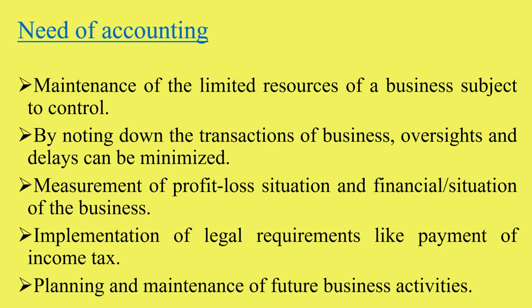The third one is measurement of the profit or loss situation and the financial situation of the business. When you are counting the transactions, you can determine whether you have a profit or a loss and what your financial situation is at the moment. The fourth one is implementation of legal requirements like payment of income tax. When you are paying the income tax, you need to have your accounting done to determine what the amount is. And finally, planning and maintenance of future business activities. When you are planning and deciding on the future business activities, you need to determine what our business position is now. For that, you need to do the accounting of your transactions.